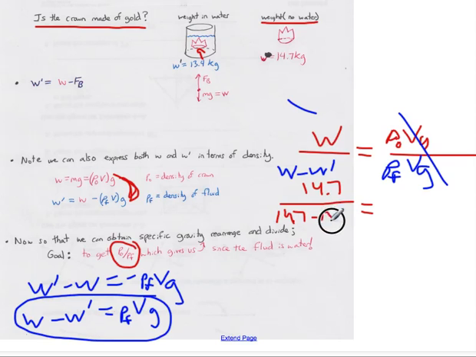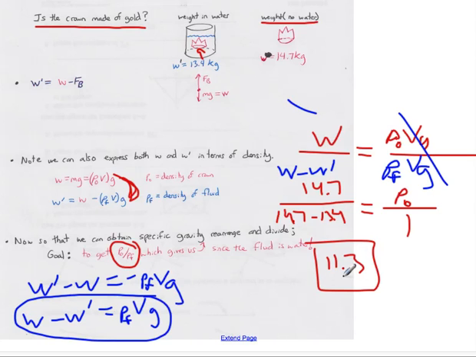Minus 13.4. That was the apparent weight that we measured. And that's equal to the blank over 1. So we can get the density of this object, which, since it's over 1, we'll be able to get the specific gravity. So we do a little calculator action right there, and you get 11.3.